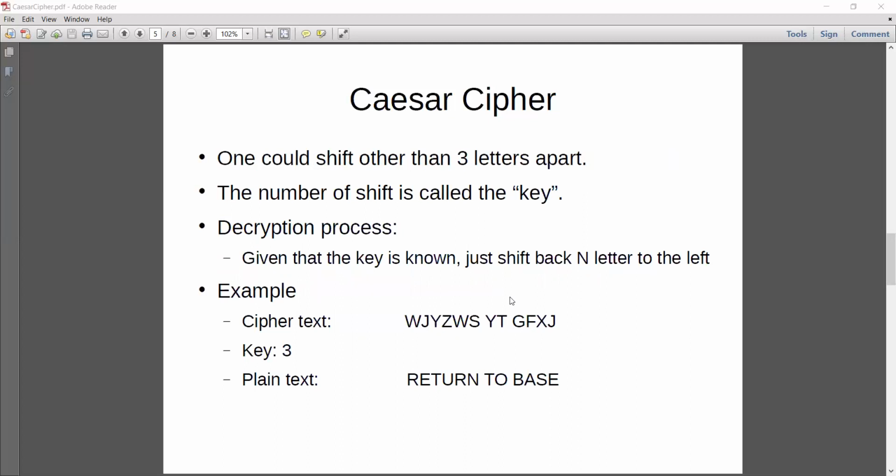Now here you can easily see how it is decrypted to get back the plain text message. Here also the key is 3. So capital W will be replaced by capital T, capital J will be replaced by capital E, and so on. So this is the decryption process of Caesar cipher.